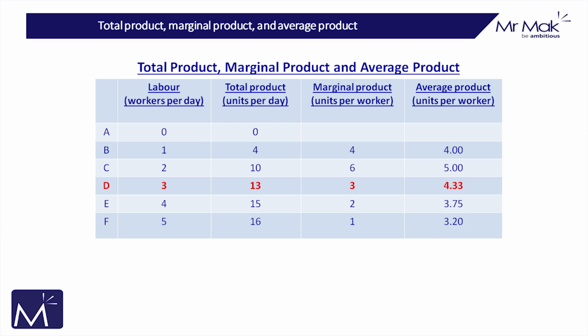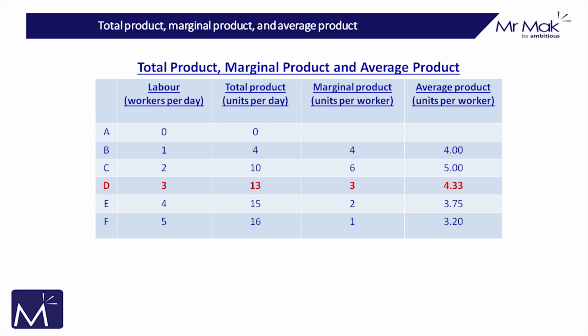The following scenario, we add another unit of labor. So we now have 2 laborers. How much product are we producing? We are producing 10. Our marginal product is 6. It's gone up by 6 relative to when we had 1 worker. Our average product is 5.